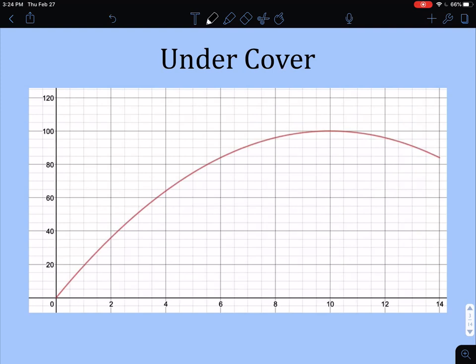The handout does have this graph, which shows the rate of production. So that's something to keep in mind. This is the rate of production.